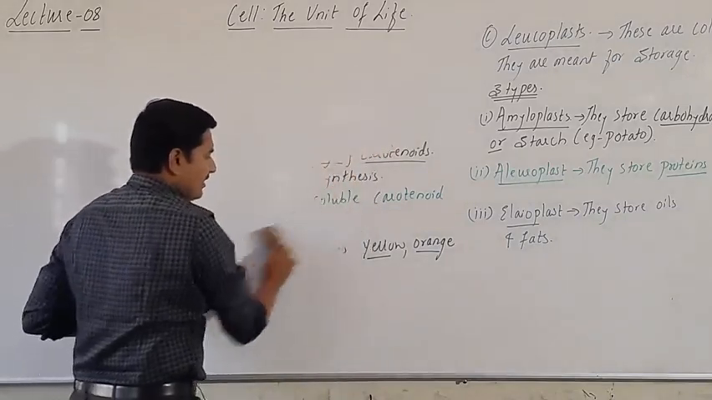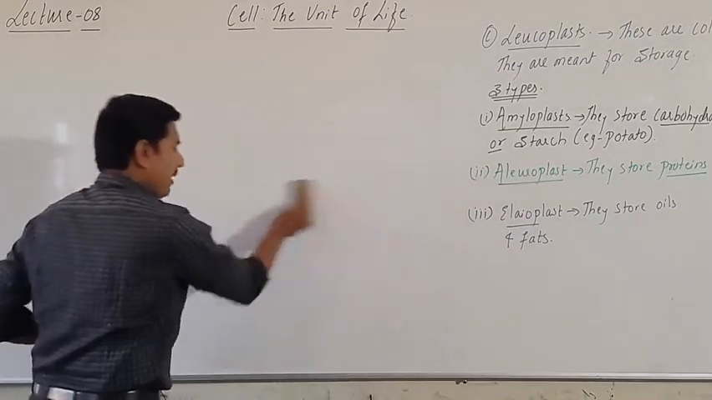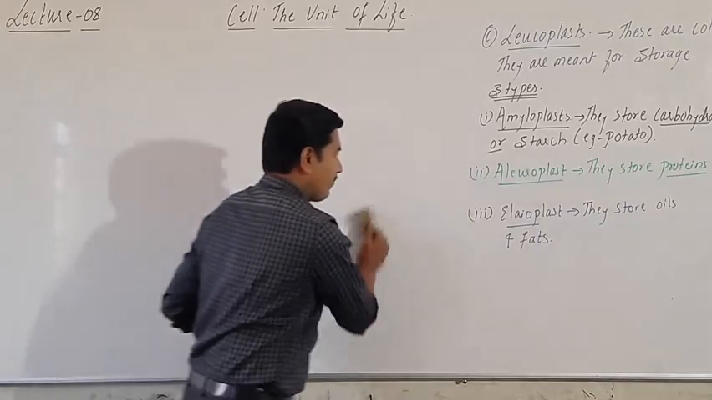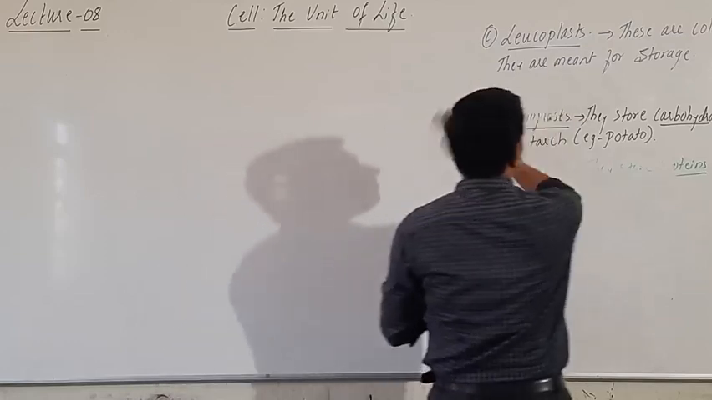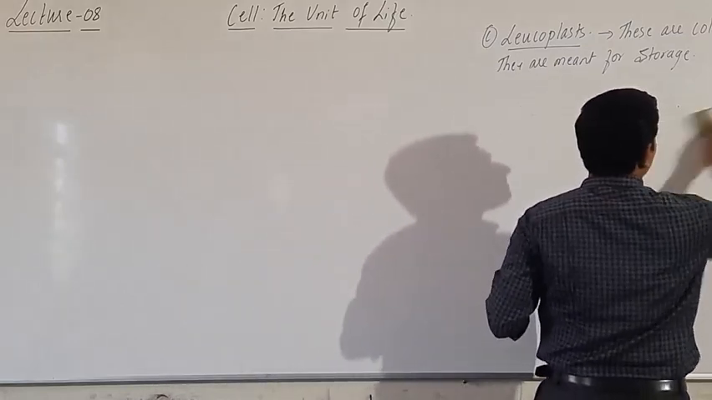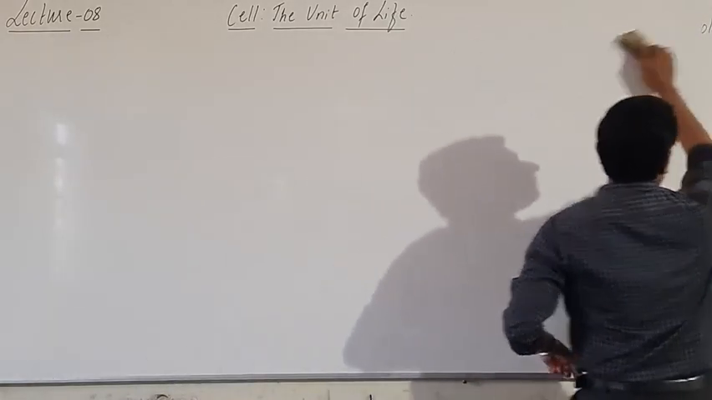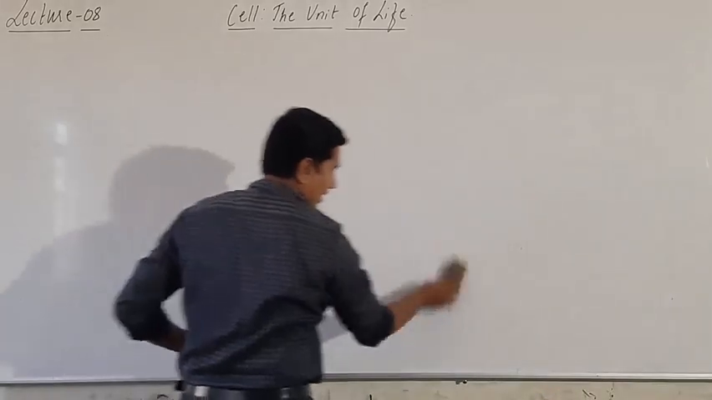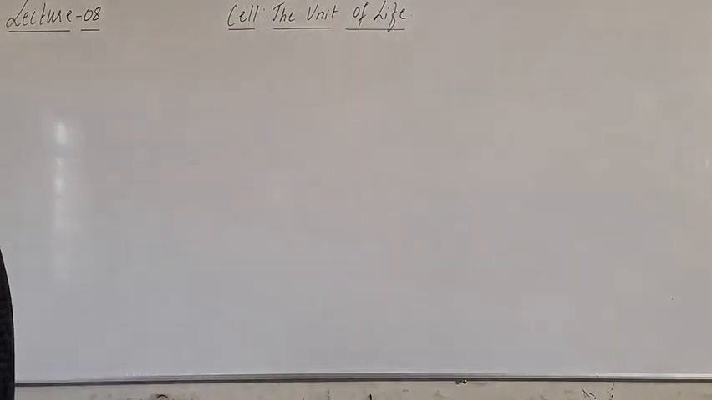Now chloroplast is more or less similar to the mitochondria. We relate it to mitochondria because the chloroplast is also a double membrane structure. It has two membranes, which we call the outer membrane and the inner membrane. There is a 3-dimensional diagram given in your NCERT. You can go through that diagram also.